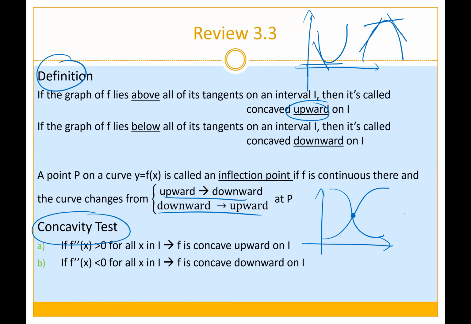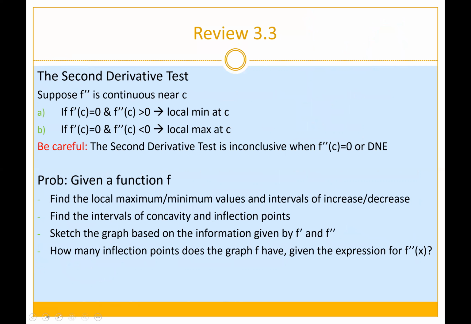You also have the concavity test, which tells us that if f double prime of x is bigger than 0 for all x, then it's concave upward, and concave downward is when it's negative. Another way to think about it, I usually remember it like an arrow form, where you have one arrow pointing up and one arrow pointing down. If it's pointing up, it's going to be upward, with the U reminding you of the shape, and downward is when you have a negative value, and all the tangents lie above the graph. So it's just a way to try to remember it.